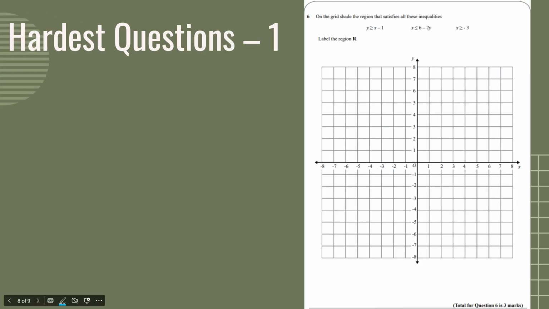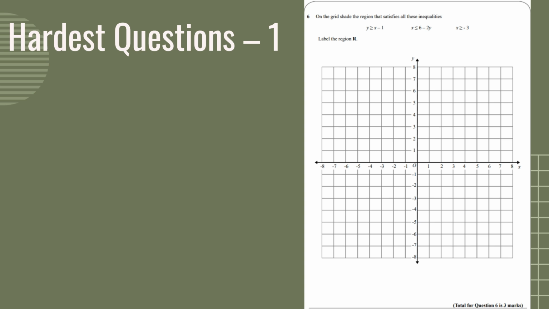Here are some of the hardest exam questions you'll probably be asked on inequalities on a graph. Have a go, pause the video, and unpause when you've done. So, in our first question, on the grid, shade the region that satisfies all these inequalities. y is greater than or equal to x minus 1, x is less than or equal to 6 minus 2y, and x is greater than or equal to negative 3.